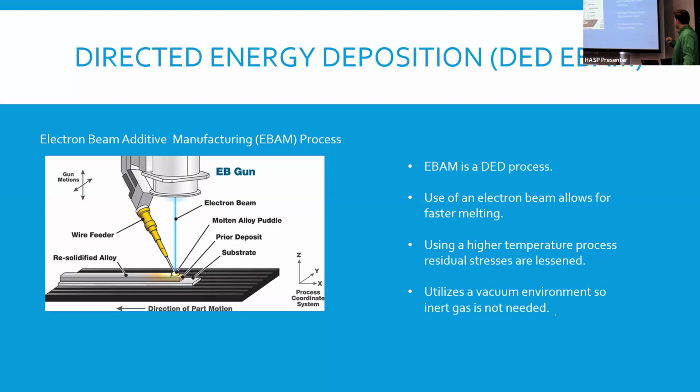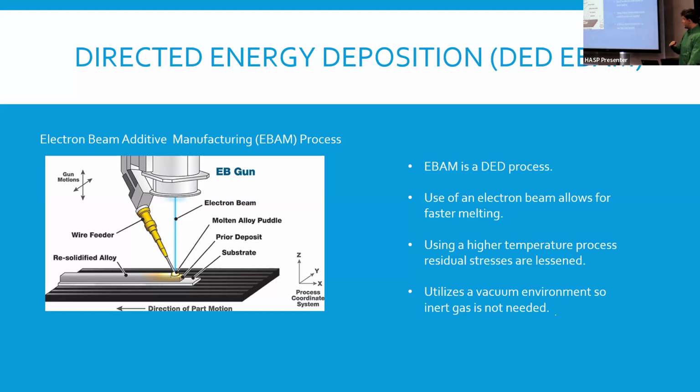It uses an electron beam for faster melting. So that electron beam will get hotter than the normal lasers. And using that higher heat, the residual stresses in your print are going to be lessened. So essentially, you're heating it up so it doesn't crack or stress crack later on. That would be one of the advantages of using EBAM instead of regular DED. And it utilizes a vacuum environment, so inert gases aren't needed.